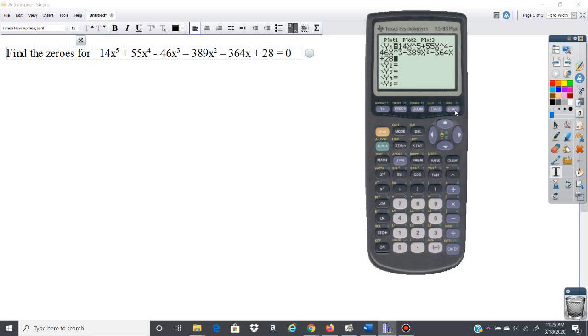Okay, so we're going to hit graph, and we're going to see what this looks like. All right, so interesting. It looks like I might have a zero at -2, between -2 and -3, between +2 and +3. I'm going to look at my table, so second graph will give me the table. And, oh, there we go. So -2, 0. So that means I have a zero at -2. I only need one to get started, so I'm going to start with that.